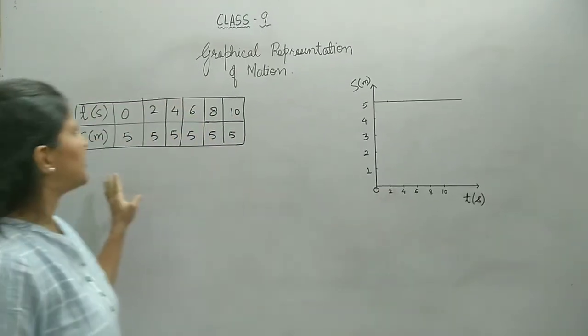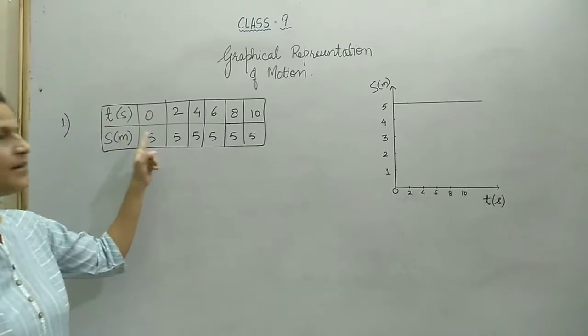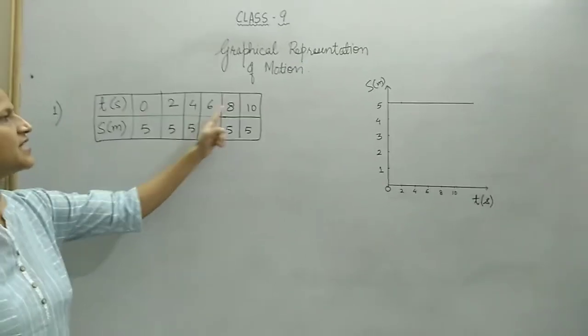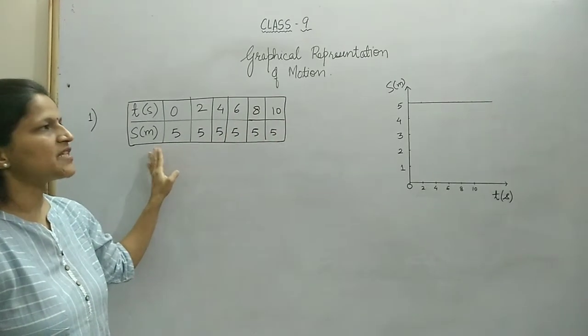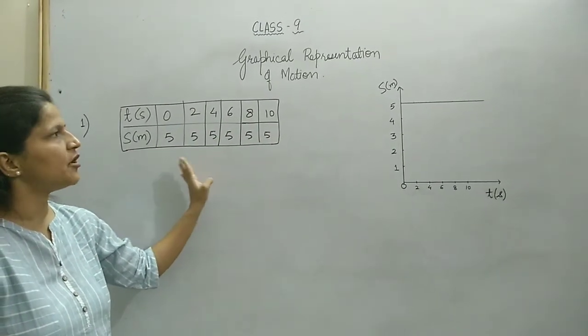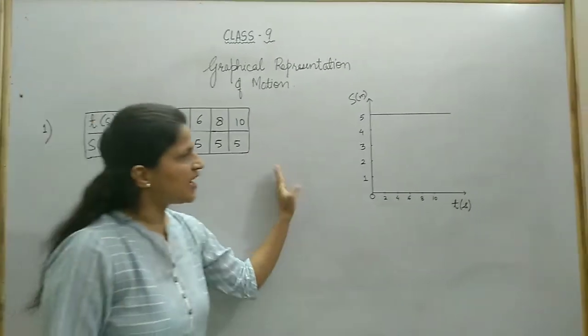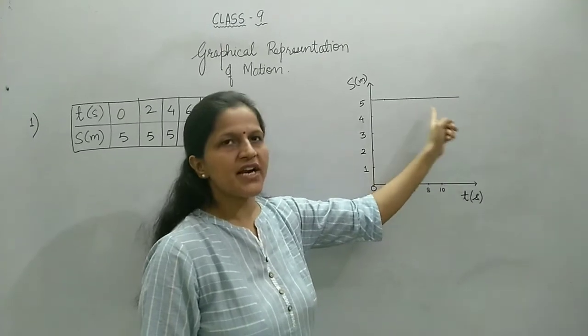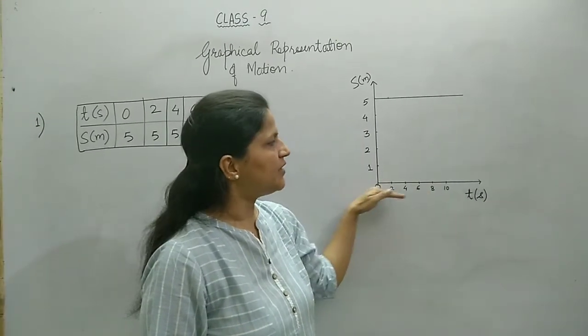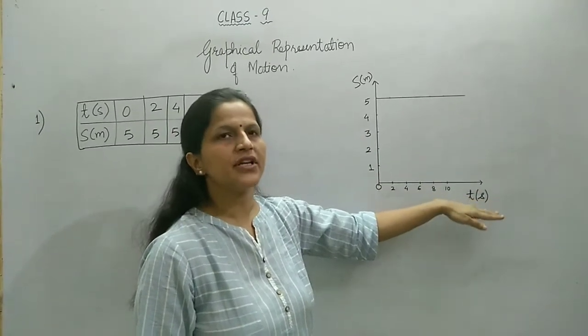This one, the first one, where the time was 0, 2, 4, 6, 8, 10, means the observation taken for 10 seconds, and the displacement of the body was 5 meters for all the 10 seconds. This graph I had drawn in the class like this. It comes out to be a straight line, horizontal, parallel to the time axis or the x-axis.